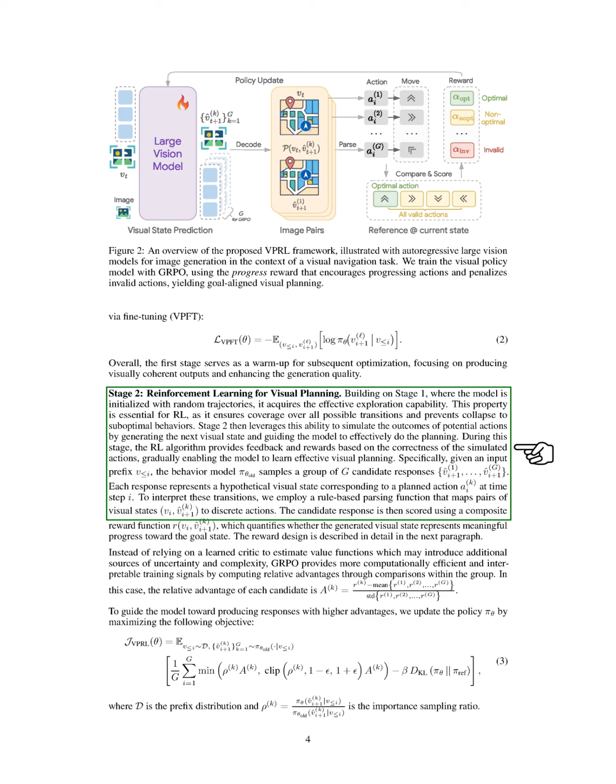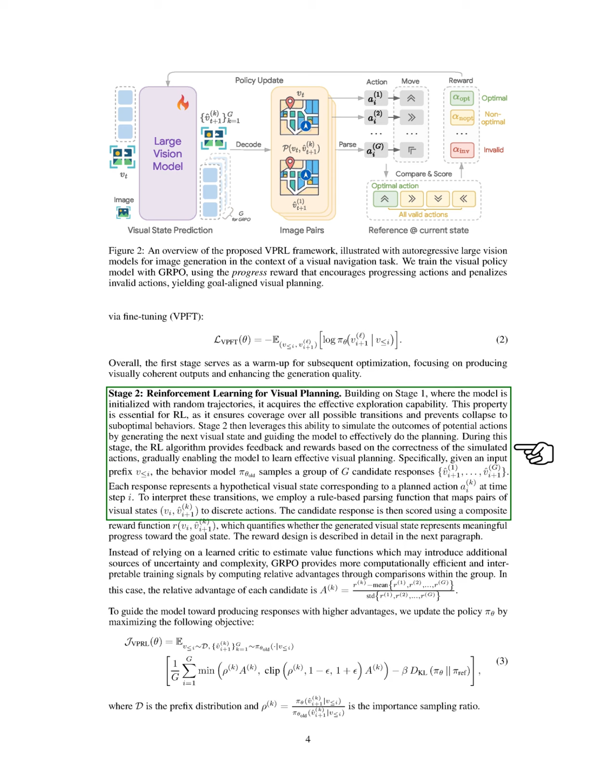Stage 2 builds on the initialization from Stage 1, where the model has developed effective exploration skills. This stage allows the model to simulate potential actions by generating the next visual state and guiding the planning process. The RL algorithm provides feedback and rewards based on the accuracy of these simulated actions, helping the model learn effective visual planning. In this stage, the behavior model samples a group of candidate responses, each representing a possible visual state linked to a planned action.